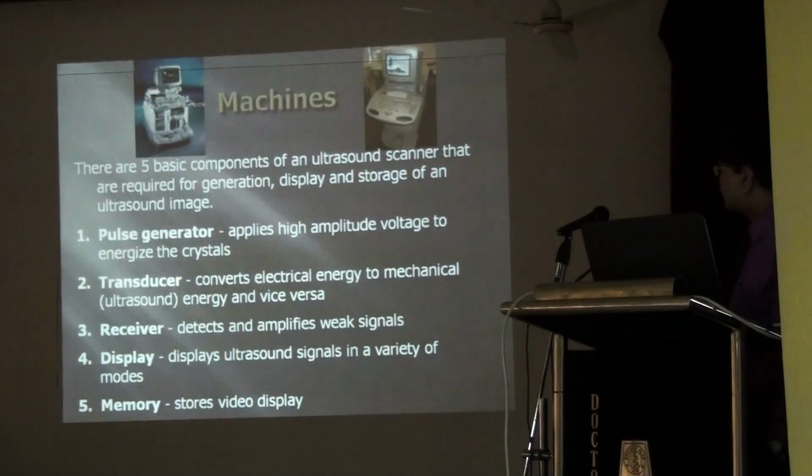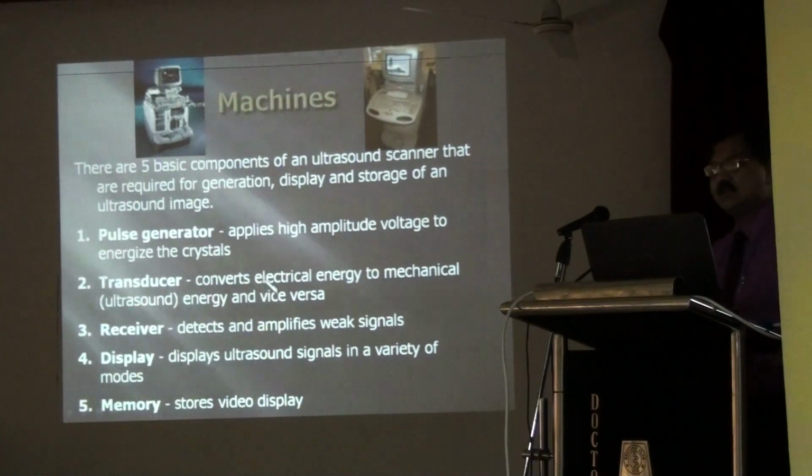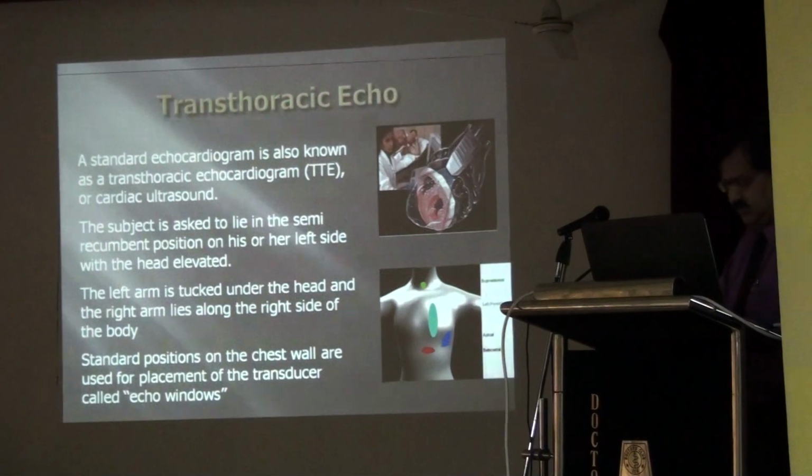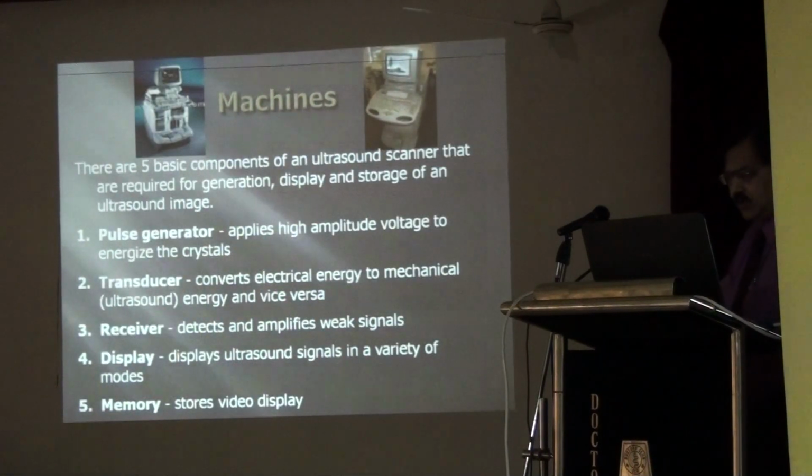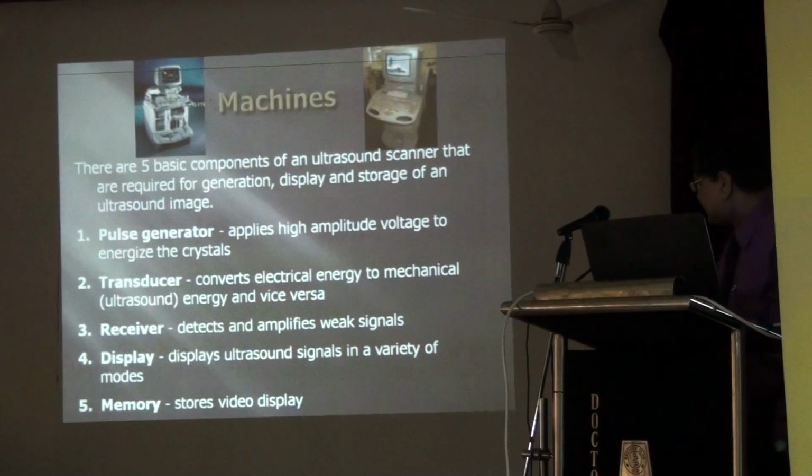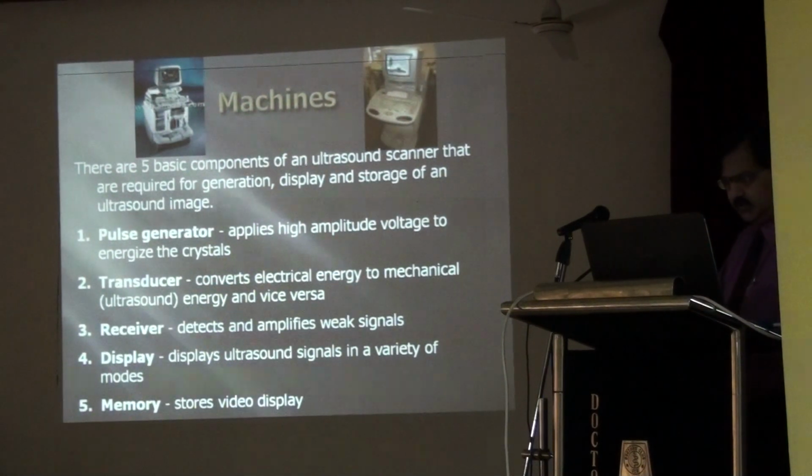Now the parts of the machine. There are 5 basic parts of the machine. The first is the pulse generator, which applies a high amplitude voltage to energize the crystal. Then the transducer, which converts the electrical energy to mechanical energy. And the receiver, which detects and amplifies the weak signals, then the display, and finally the memory. So these are the 5 parts of the hardware of the machine.